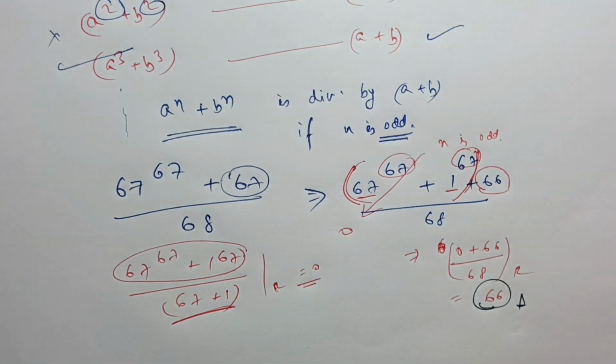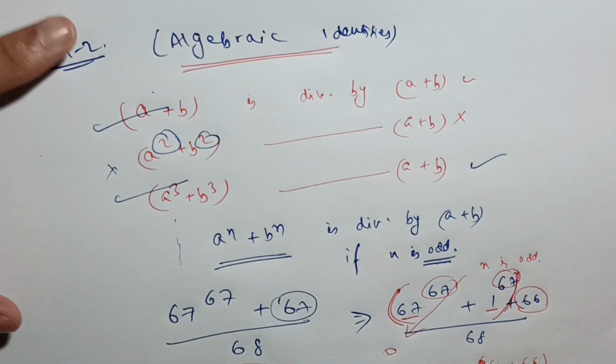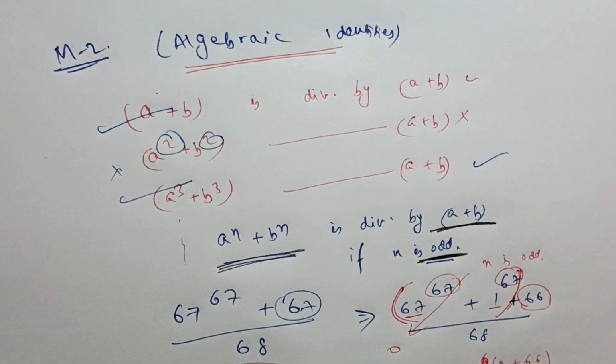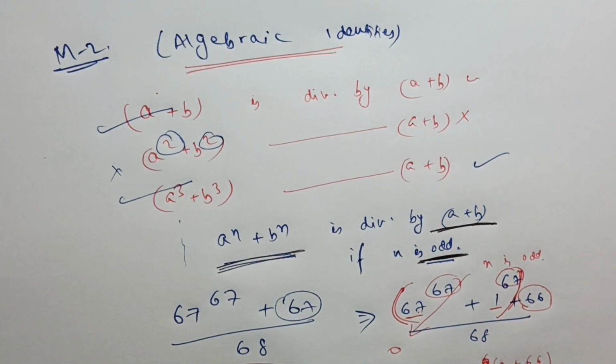So this was the second method. I hope this is clear to you. We use the concept that a raised to the power n plus b raised to the power n is divisible by a plus b if n is odd. I hope this is clear to you, right? So this way we can solve such questions.